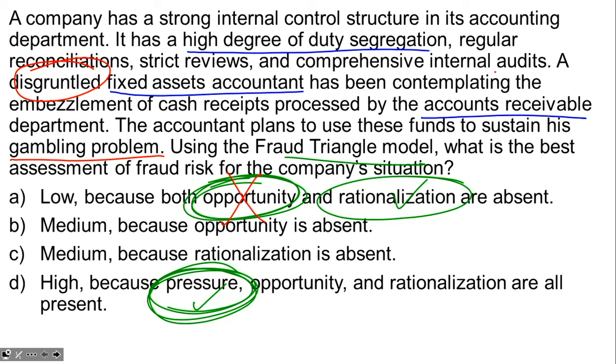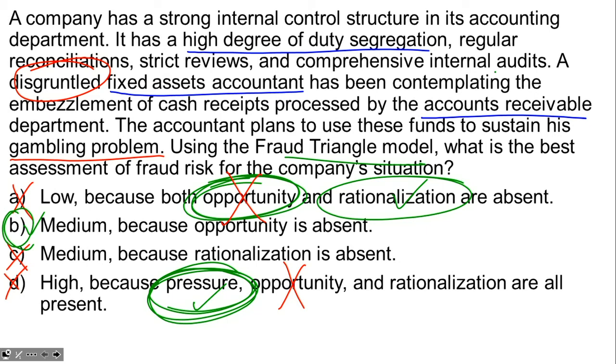And so if we go through the choices, A is wrong because they don't have the opportunity. Okay? B, medium because opportunity is absent. Well, that seems pretty good. We determined they don't have the opportunity. C, medium because rationalization is absent. No, they are able to rationalize it. They're disgruntled, they're unhappy. D, high because pressure, opportunity, and rationalization are all present. Well, we determined that opportunity wasn't present. And so choice D is not correct. And so that leaves us with choice B.